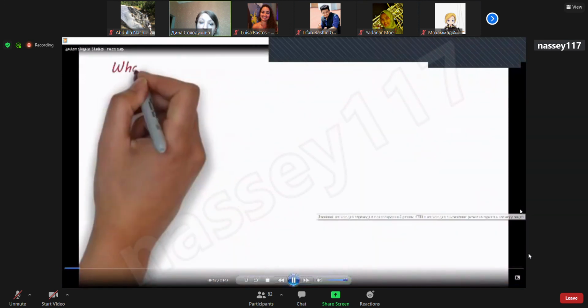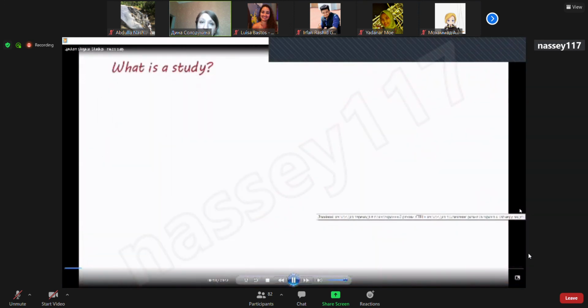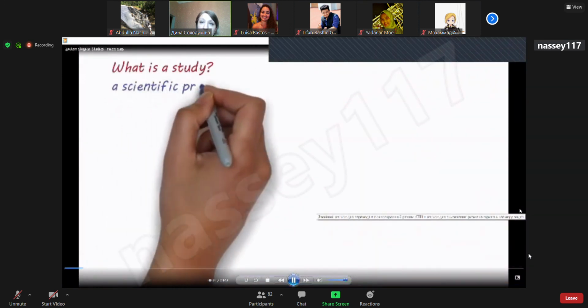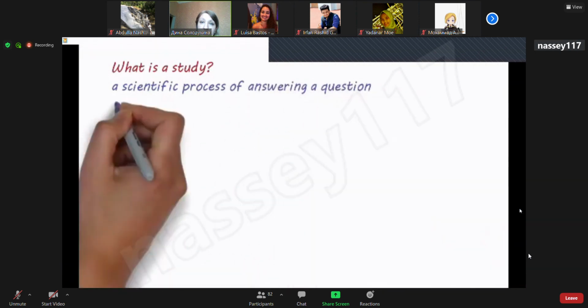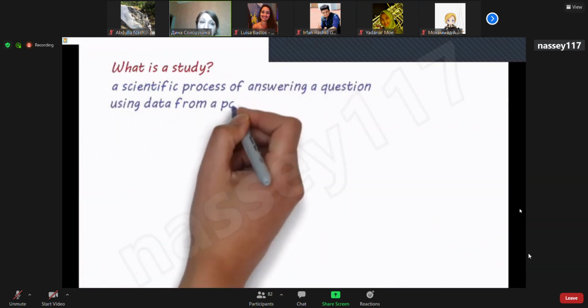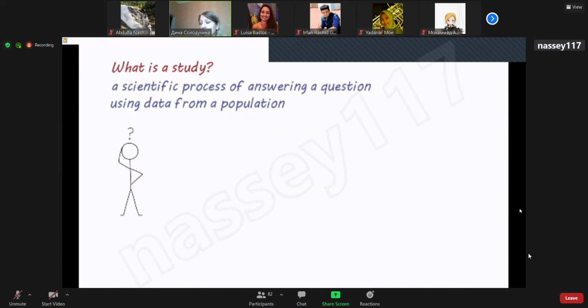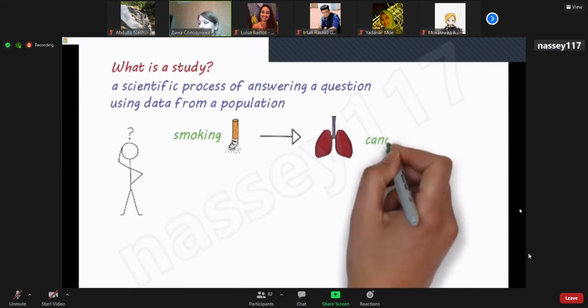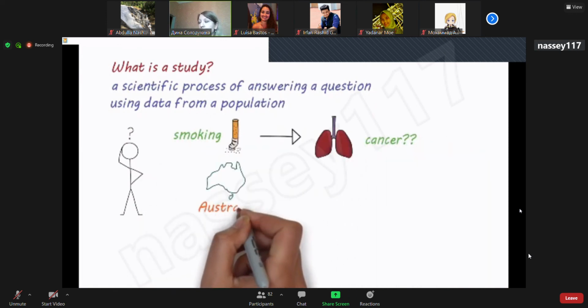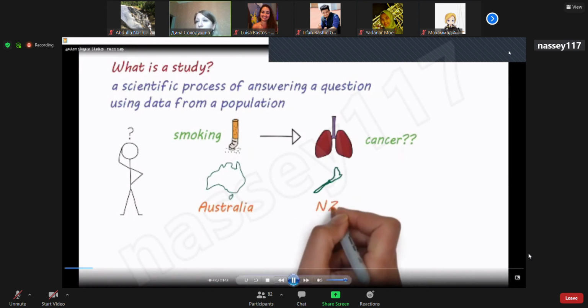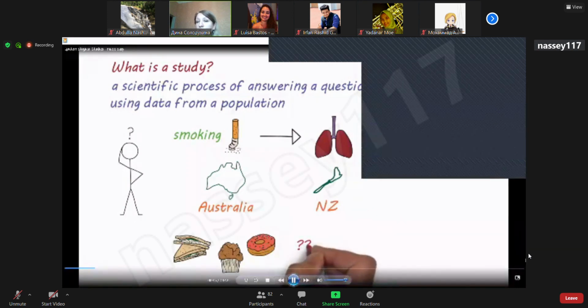First of all, what is a study? Well, simply put, a study is a scientific process of answering a question using data from a population. It can be any question. For example, does smoking cause cancer? Is there more disease in an area compared to another? Or what food is responsible for causing an outbreak?